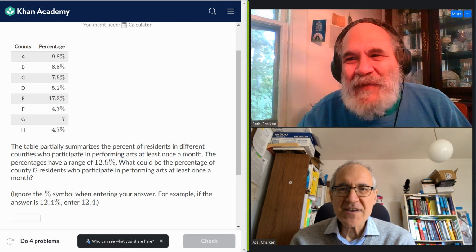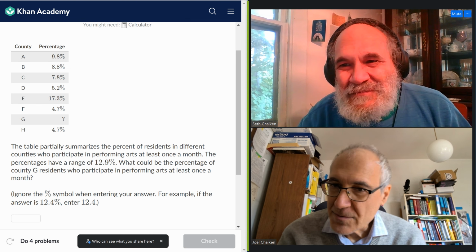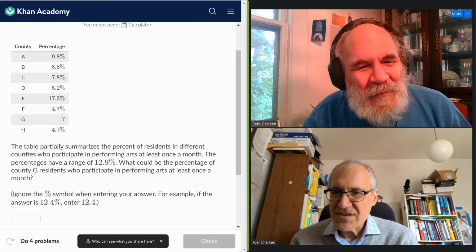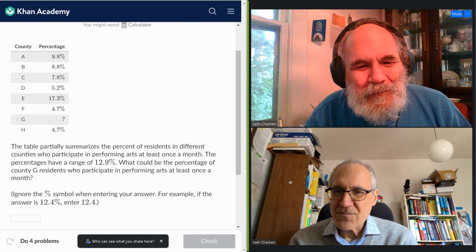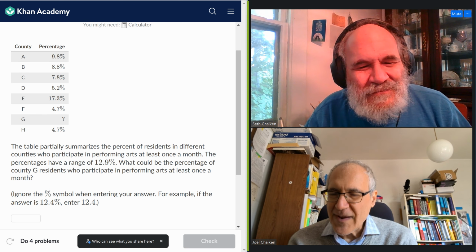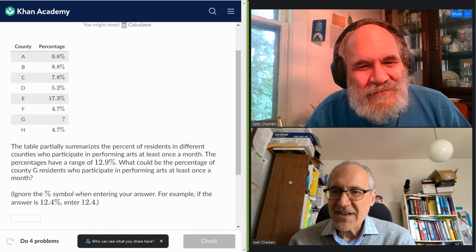Please read it, try it yourself, come back, and we will hopefully offer different ways how to do it and do it together. Okay, the table partially summarizes the percent of residents in different counties who participate in performing arts lessons at least once a month. The percentages have a range of 12.9%. What could be the percentage of County G residents who participate in the performing arts at least once a month? Ignore the percent symbol when entering your answer.